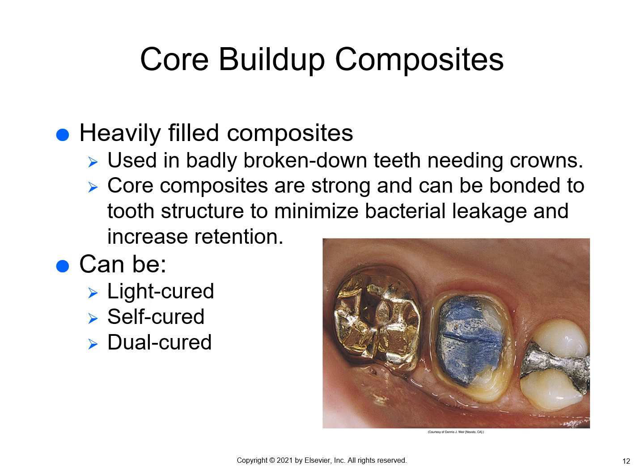So we use what's called these heavily filled composites. We place a core down into the pulp chamber, and then we attach that core to the remaining tooth structure as well as that post, and that will give us something to help retain that crown. And those can be light cured, self cured, or dual cured as well.